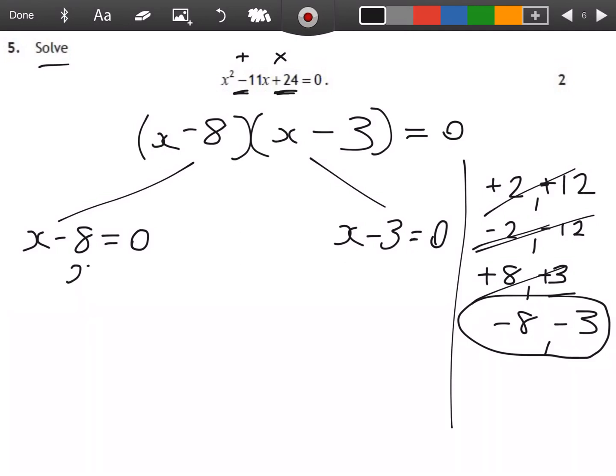If x take away 8 equals 0, x is 0 plus 8. You can actually just go straight away and write x equals 8. Okay, we don't really need to write 0 plus 8. And on this one, x would be 0 plus the 3 because you're moving the minus 3 across. X is 8 and x is 3. Okay, you must go on and do those final steps to get the values of x. Don't just leave it at the factorised form.